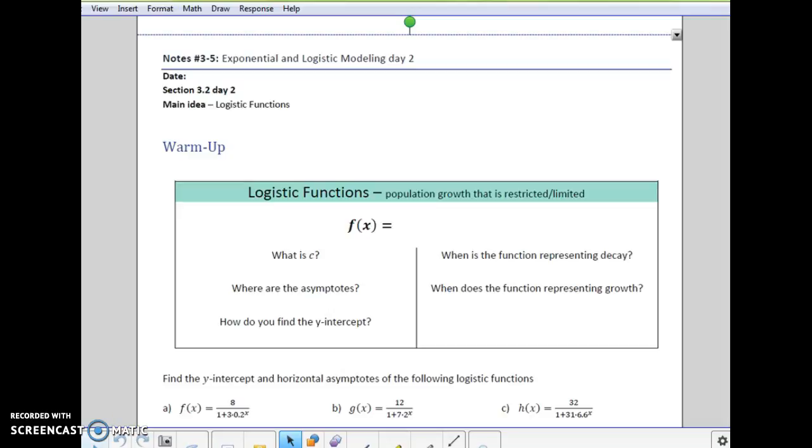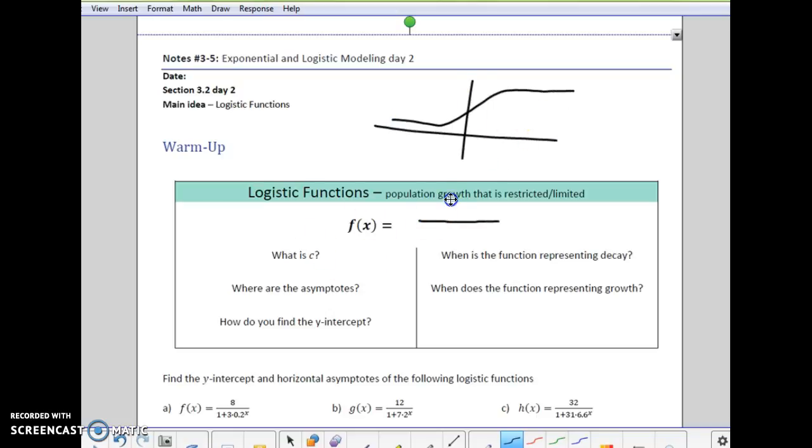Okay, so we are going to talk about logistic functions, which is what we talked about on Wednesday. These are the functions that start off kind of exponentially, but then level out. The general form that we're going to work with is c over 1 plus a times b to the x. C is your limit to growth, so your population is never going to surpass that c, whatever that number is. Asymptotes at y equals 0, y equals c.